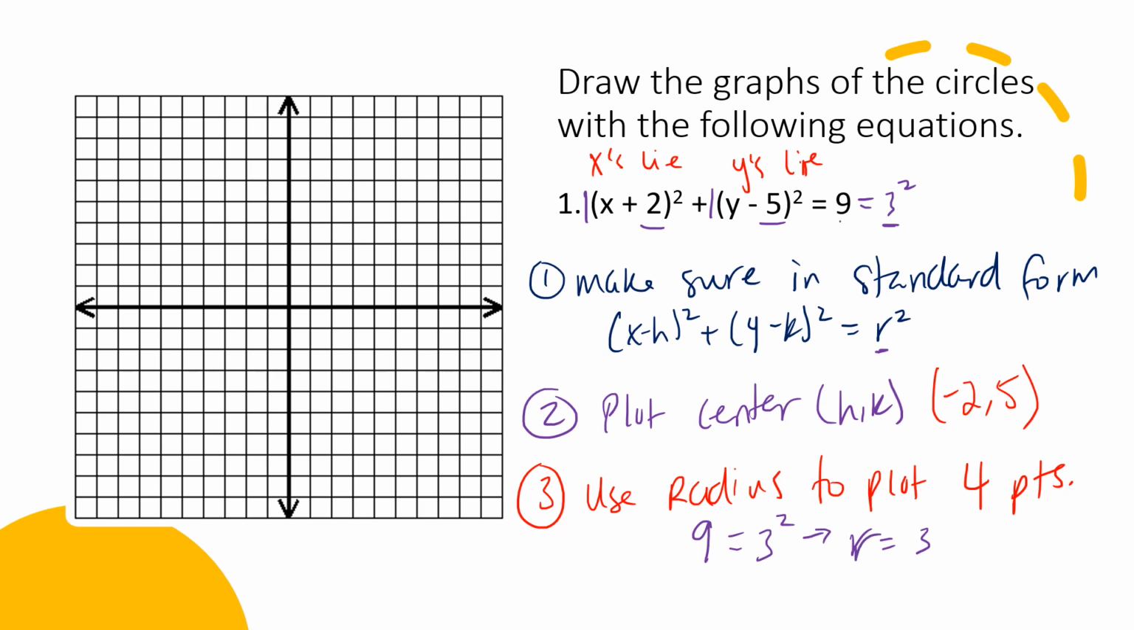Okay, so from my center, where'd it go? 1, 2, 3, 4, 5. So from my center, I'm going to go 3 units left, right, up, and down. So from here, 1, 2, 3, 1, 2, 3, 1, 2, 3.